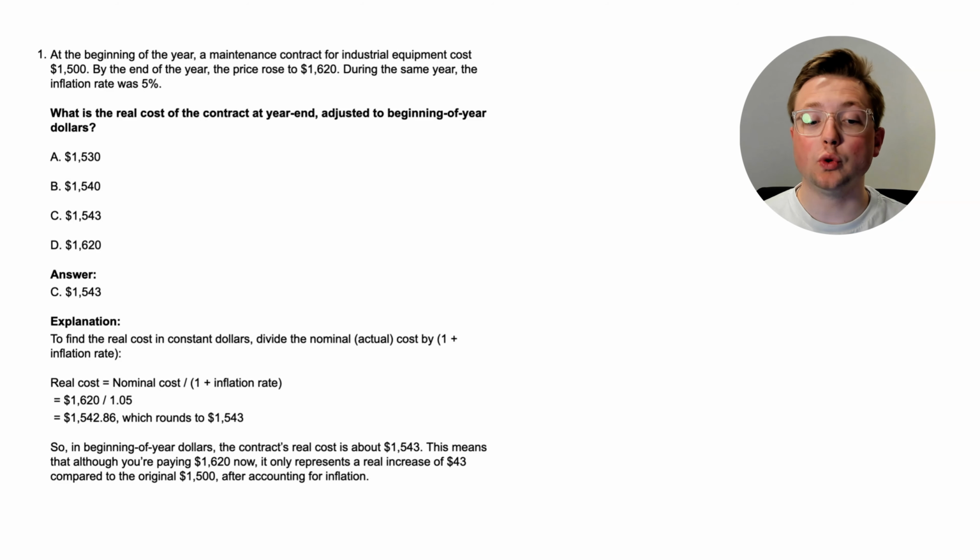This means that although you are paying $1,620 now, it only represents a real increase of $43 compared to the original $1,500 after accounting for inflation. So because of inflation, that $1,620 really is worth $1,543, again, due to inflation. So if you ever have to figure out the real cost of something, this is the way that you would do it. Now with that, let's go to the next question.